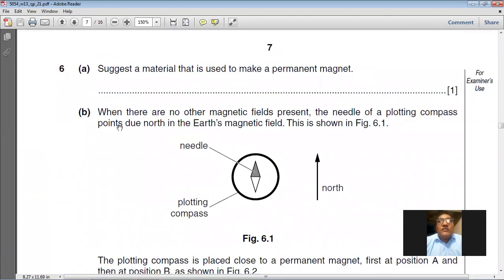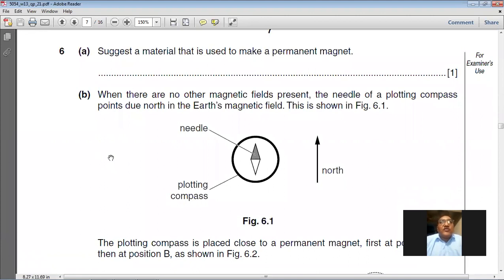Question number 6 is on your screen. Suggest a material that is used to make a permanent magnet. The most famous material which we use to make permanent magnets is steel. So I will write here steel.